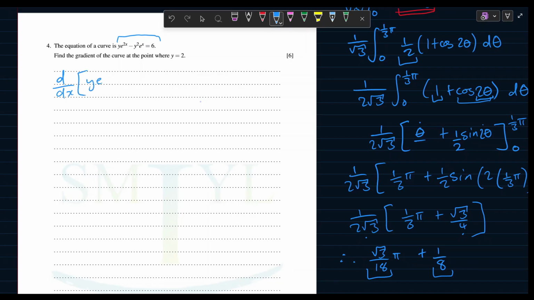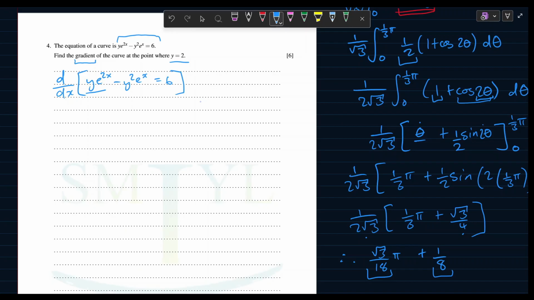So that's y e to the 2x minus y squared e to the x equals 6. Once we differentiate our function, we're going to get dy dx, and then that's going to be the gradient, right? But we want to find the gradient at y equals 2. So we have to then substitute in y equals 2. All right, so let's differentiate. Let's start with the first term, y e to the 2x. So this is a product of two functions, so we use the product rule.